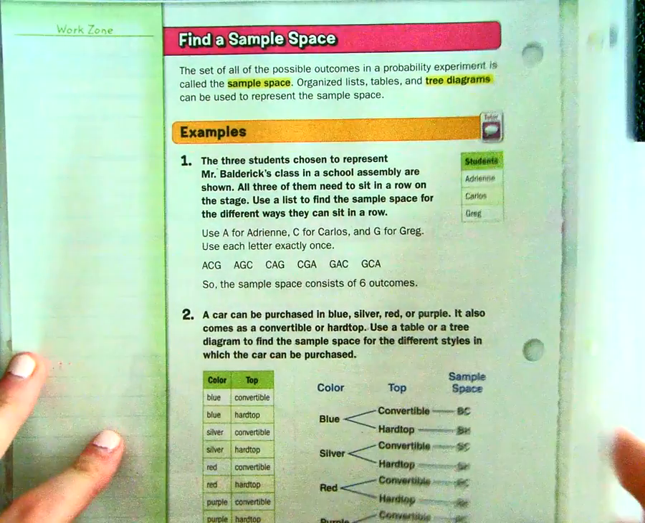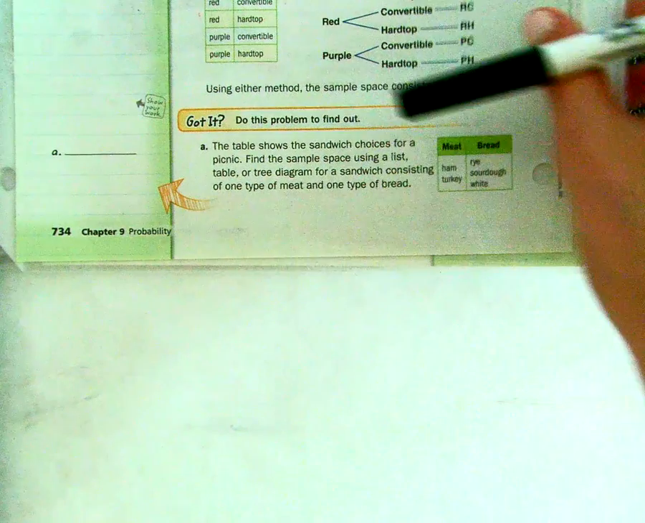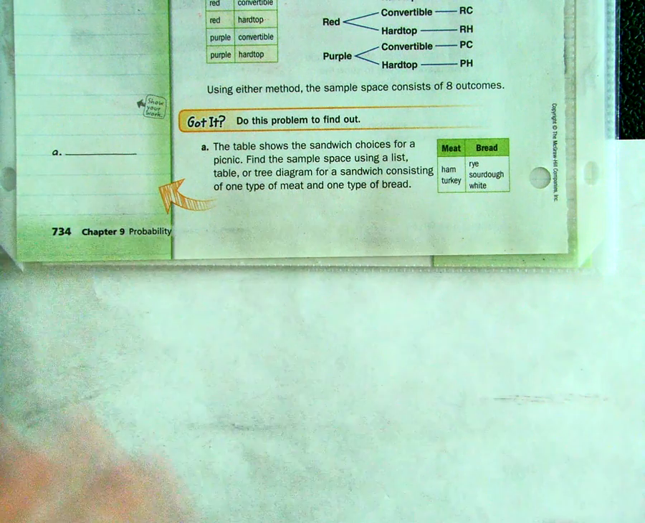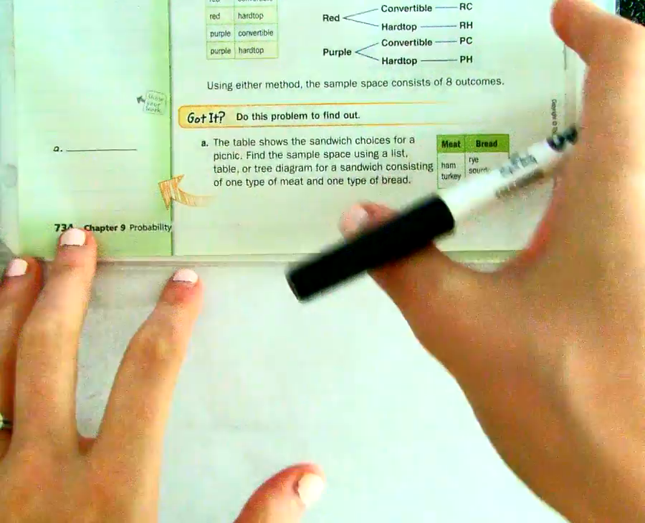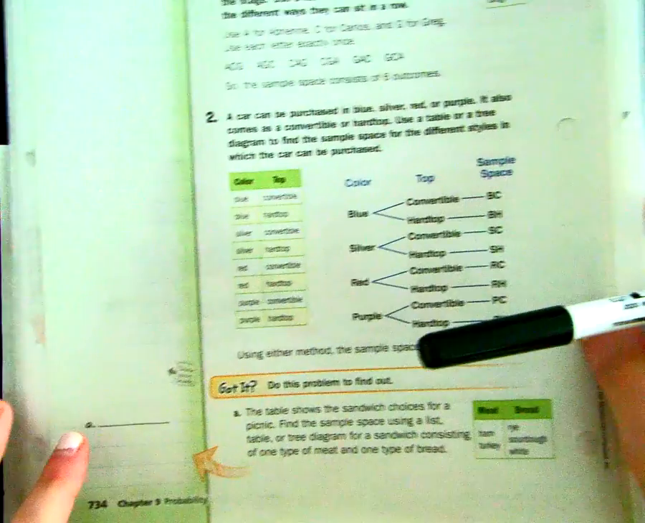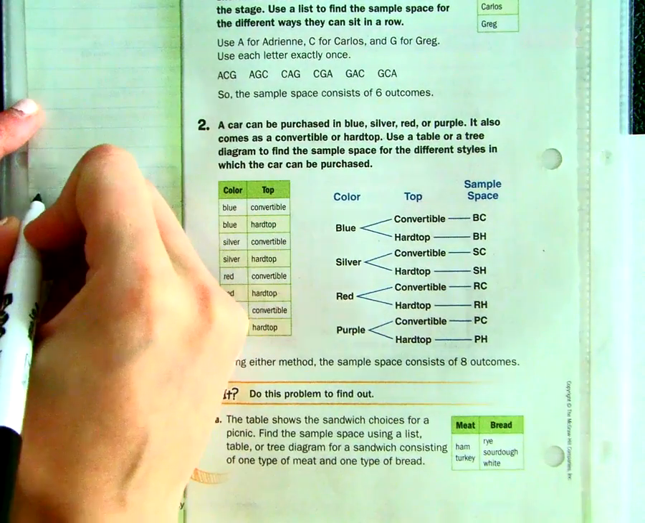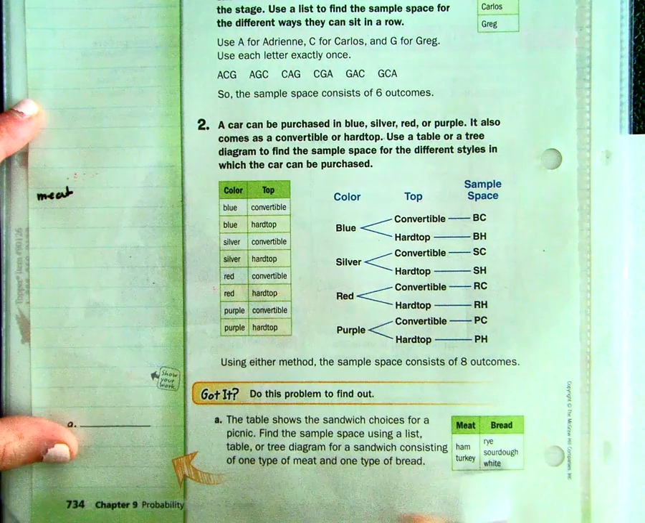Okay, so if we go on to example A, it says the table shows the sandwich choices for a picnic. Find the sample space using a list, table, or tree diagram for a sandwich consisting of one type of meat and one type of bread. So when we go to make our sample space here, we're going to start with a tree diagram. First of all, I'm going to start off with my different meats. So what meat options do we have? Okay, and it tells us we have ham or turkey.